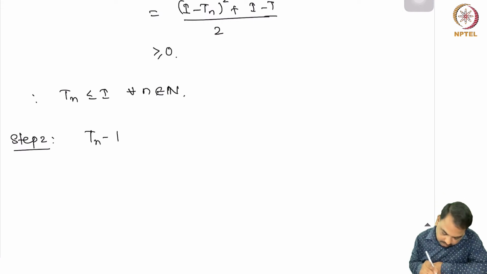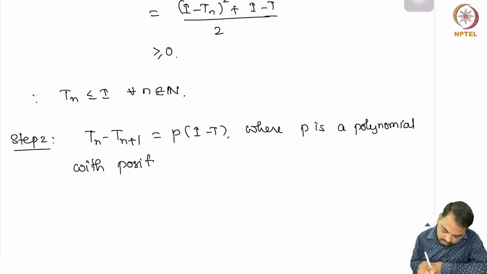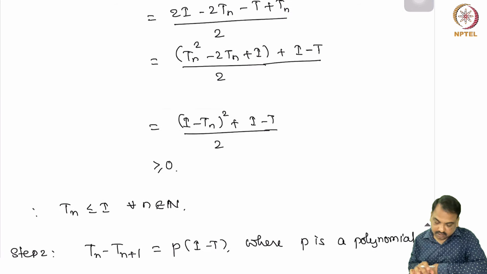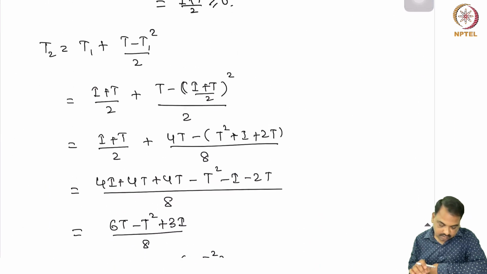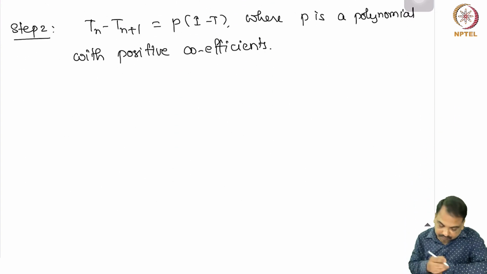If you look at Tn minus Tn plus 1, it is nothing but a polynomial P in I minus T, where P is a polynomial with positive coefficients. Again, this can be shown by the induction method. Earlier we showed that Tn is positive by an inductive process. Now this also can be shown by induction.